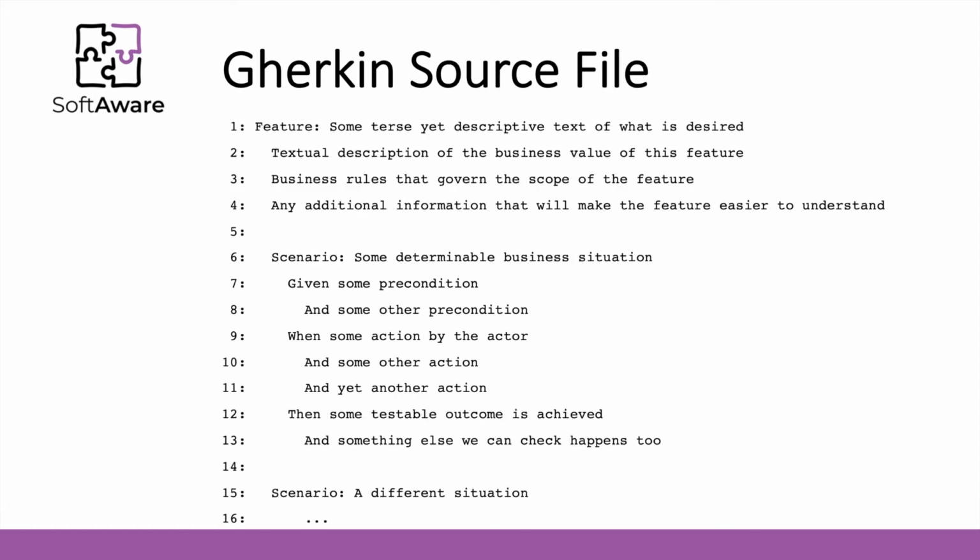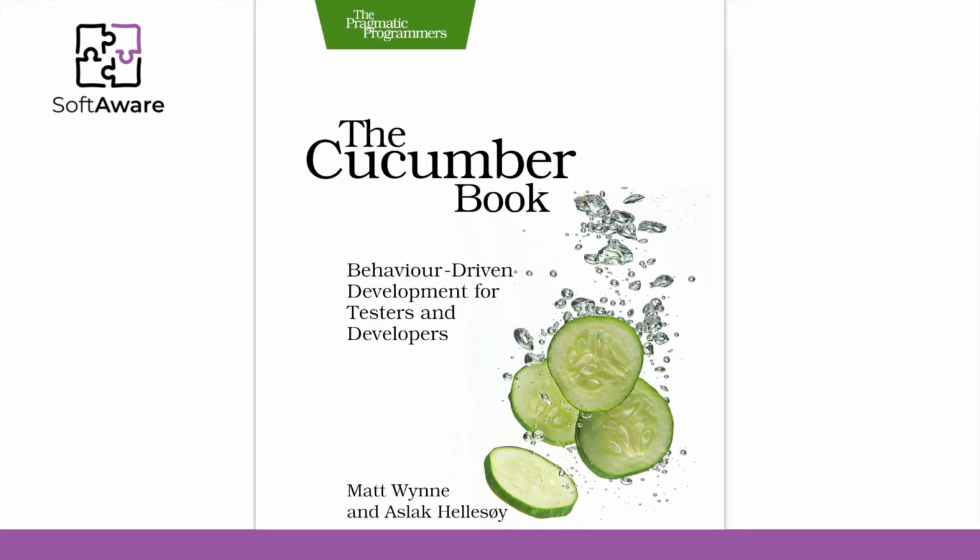This is an example of a Gherkin source file. So we have the feature description, then we have a scenario description, and then follow other scenarios. Cucumber has been around for a couple of years and is the tooling support that is needed to promote BDD. So how does Cucumber work?